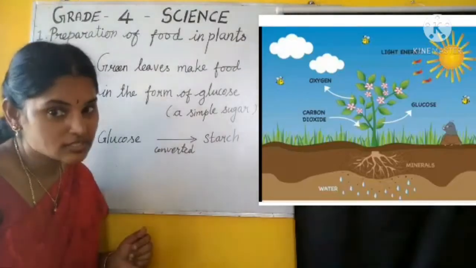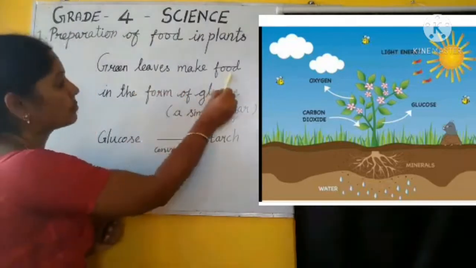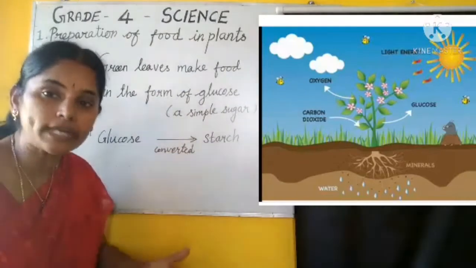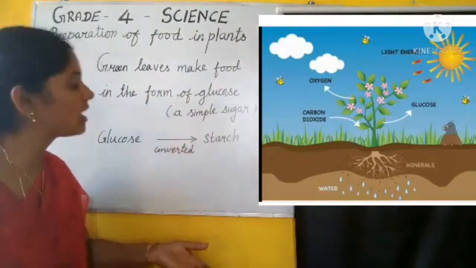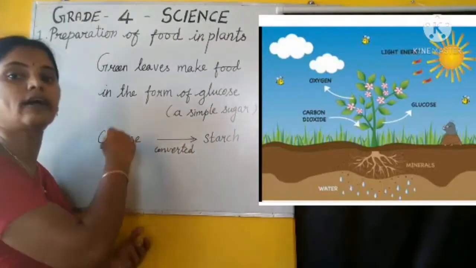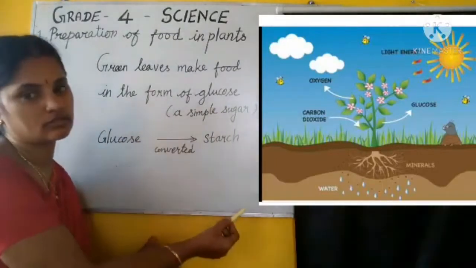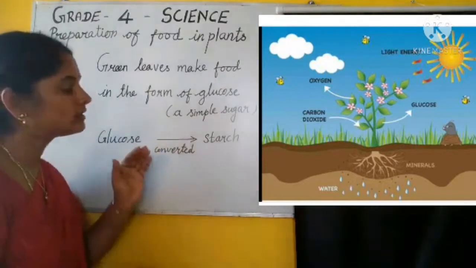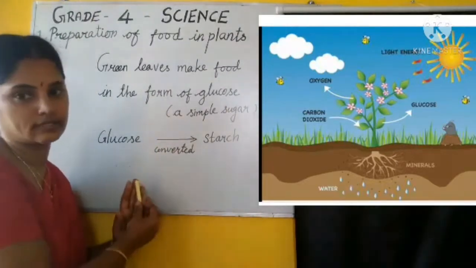What is starch? Green leaves make food in the form of glucose. First it makes food in the form of glucose. That glucose is a simple sugar. That glucose is only then converted into starch. So that glucose is stored as starch. Okay. This is the product.